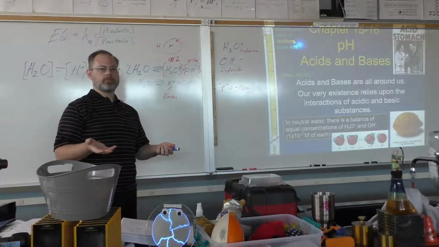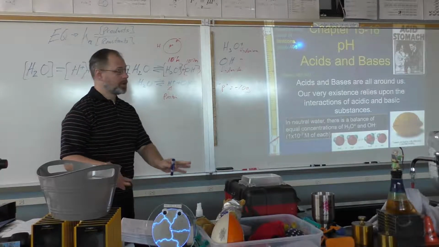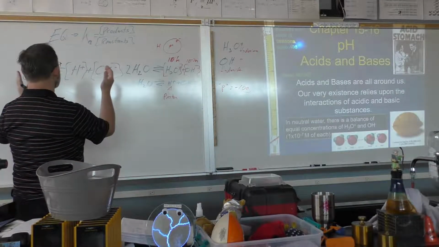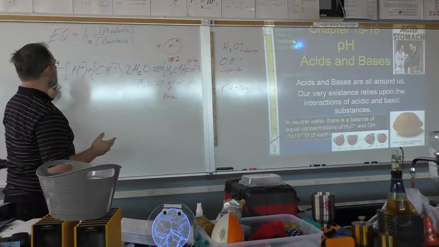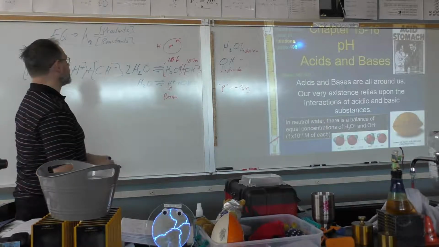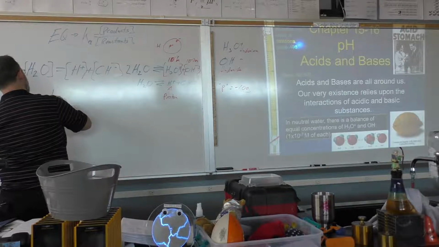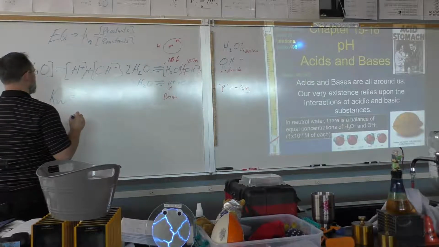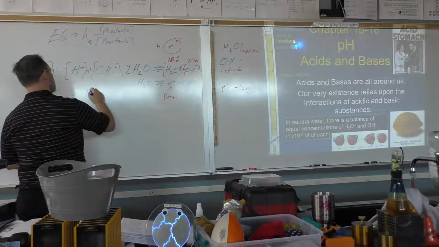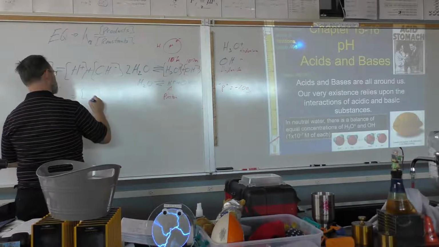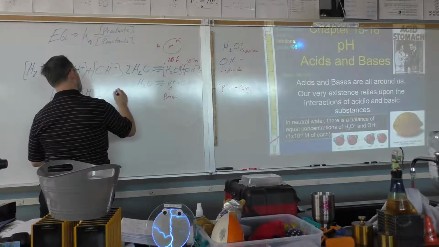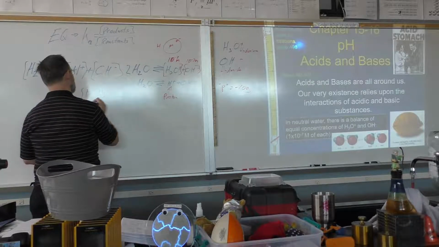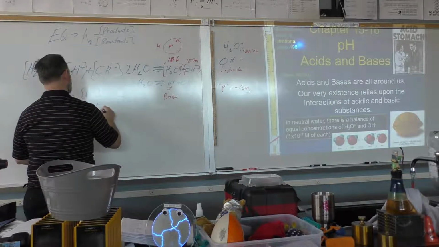Cool? Now understanding this, applying that to the equilibrium that exists between water molecules and hydronium hydroxide, you could write the K, I'm going to call it KW, as the concentration of the product, H plus, the concentration of the other product, hydroxide, over the concentration of water molecules.